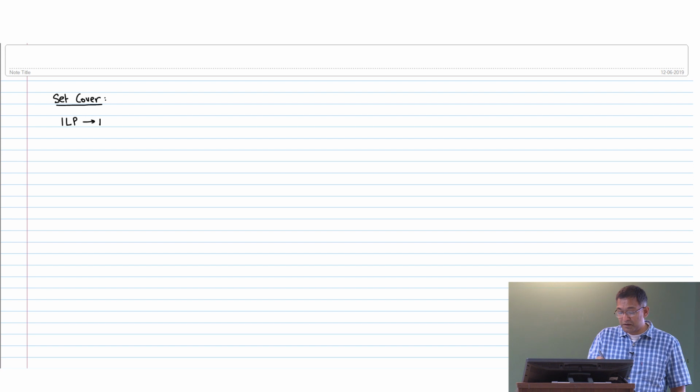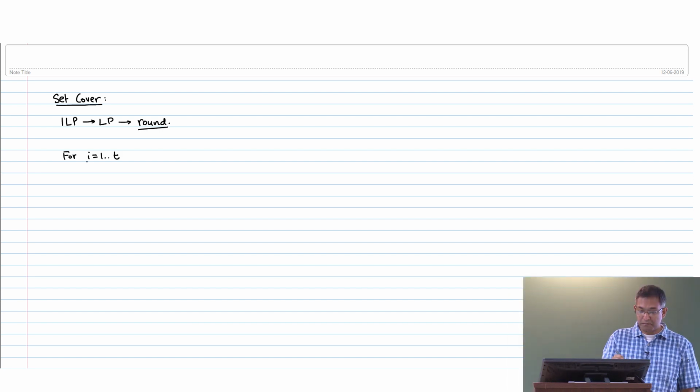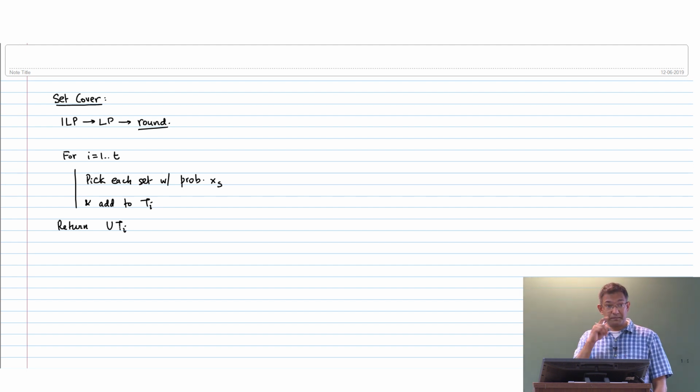Start with the ILP, write the LP relaxation, and then you round. So in the rounding, what we have done is the following. Pick each set with probability x sub s and add to T sub i, right. Return the union of these sets.